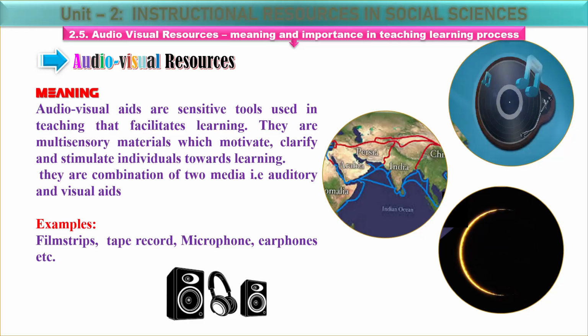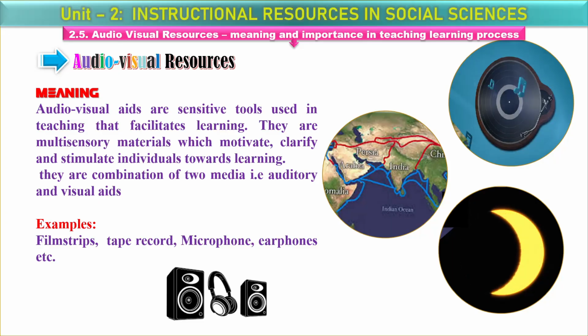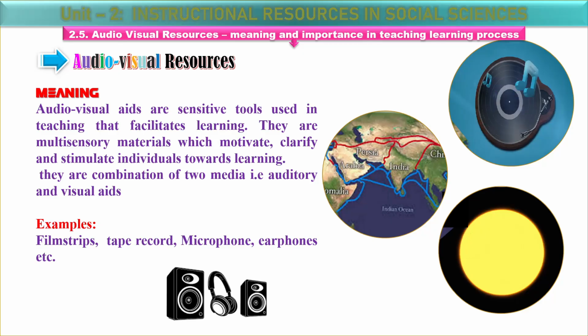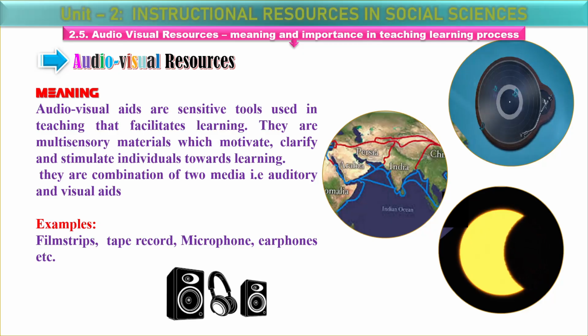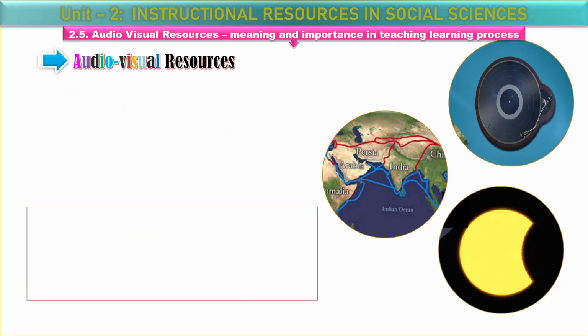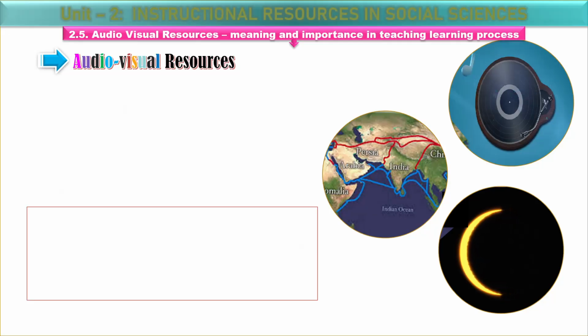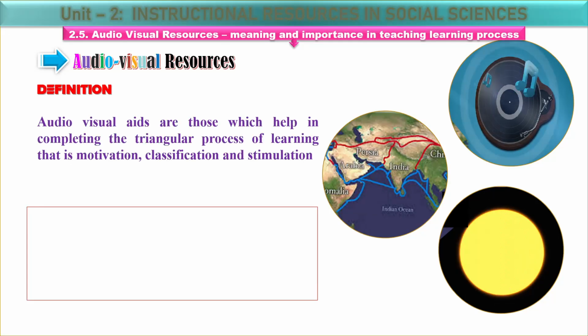Examples to give: film strips, tape recorder, microphone, earphone, projector. So, a lot more examples can be taken for audiovisual. As we move ahead, we will come across many more examples. Whenever we have to write the meaning, if we write the definitions, it would be better. I have listed out here two definitions.